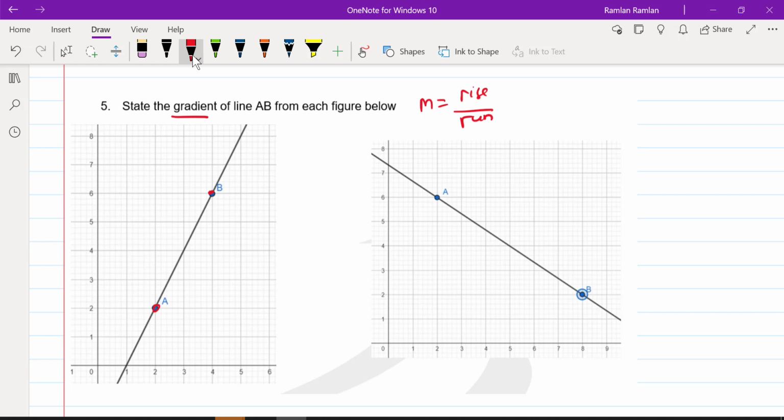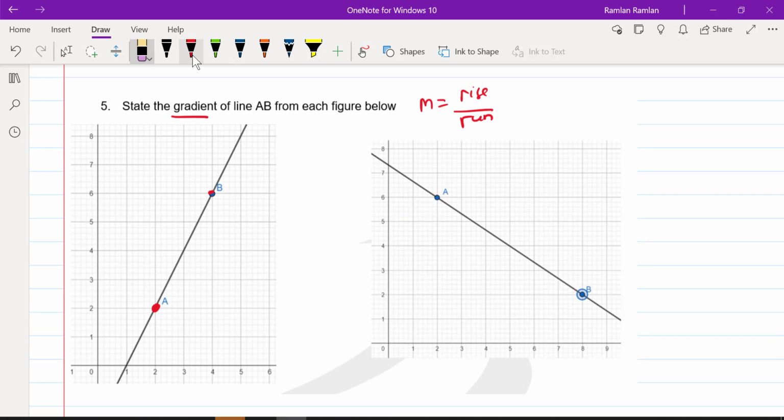It's on the line. So from here, I'm going to talk from the left to the right. The first thing we need to identify is whether this is positive or negative. This is going to be positive because from the left to the right it is going uphill. The second one here is negative because going from the left to the right it's going downhill. Then it will be a negative gradient.